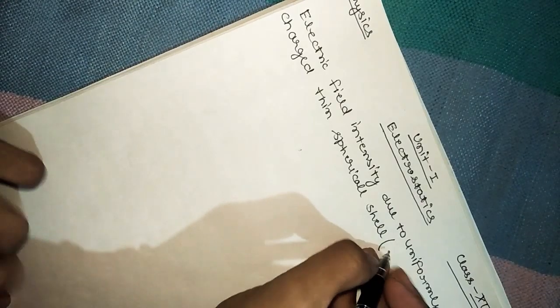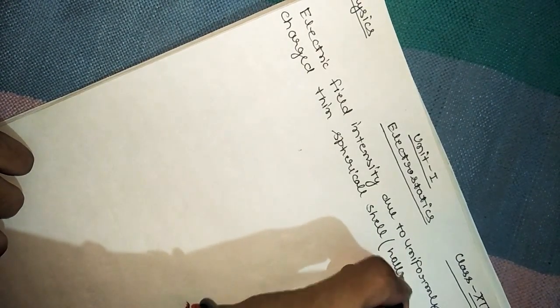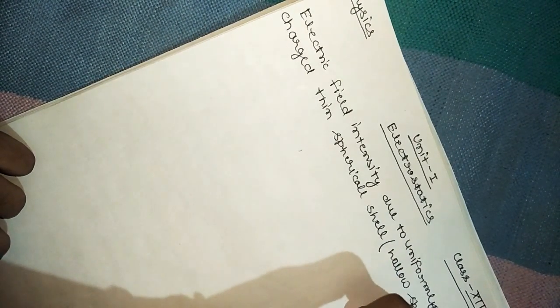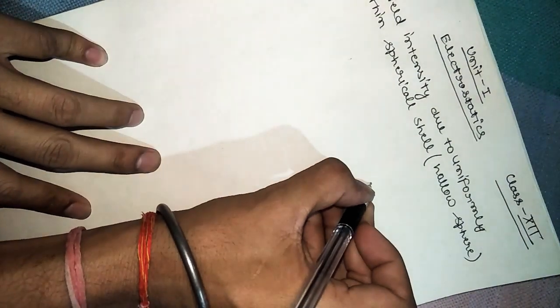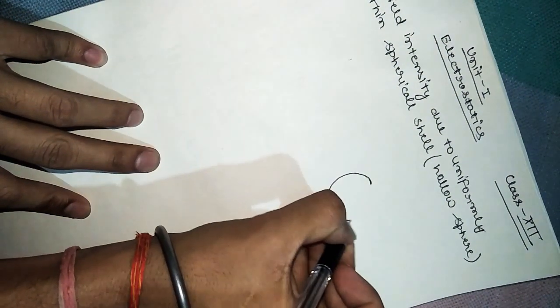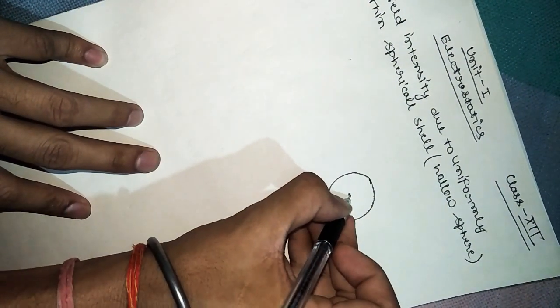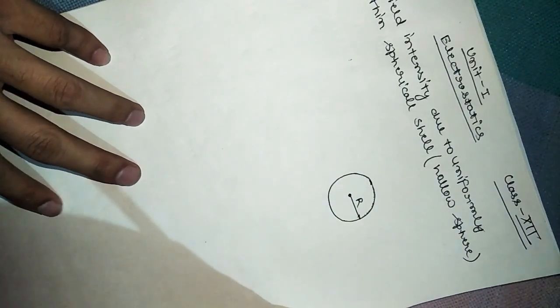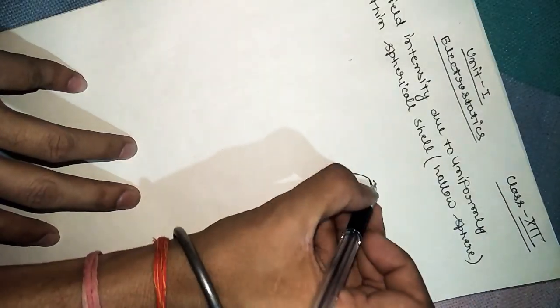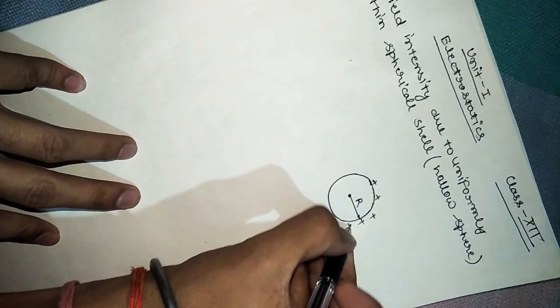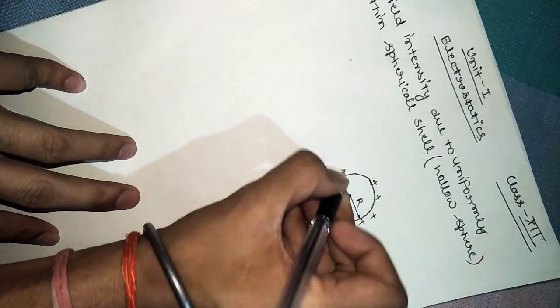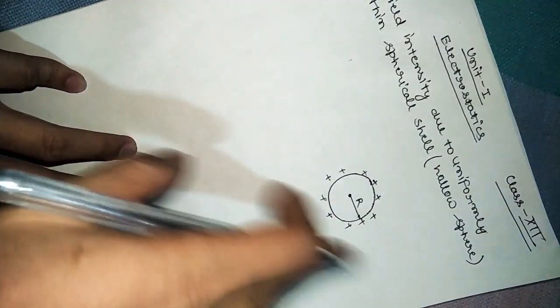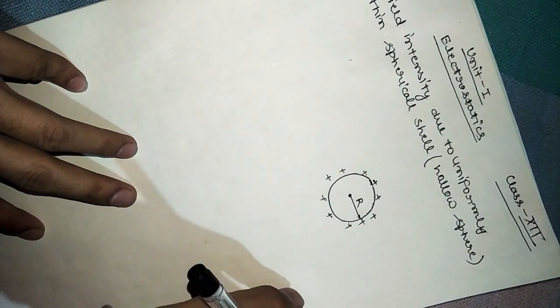We are just going to talk about a hollow sphere, not a solid sphere. So we are going to take a hollow sphere of radius capital R. Let us consider a hollow sphere of radius capital R, at the surface of which small q charges are distributed.